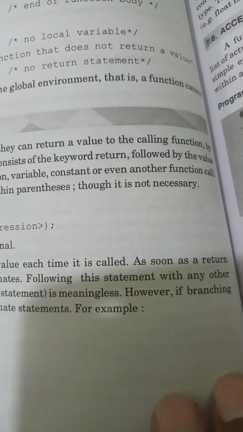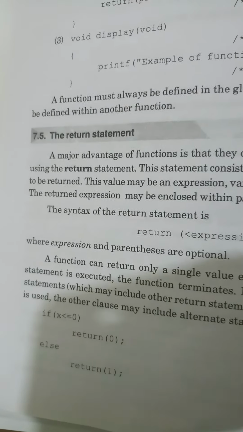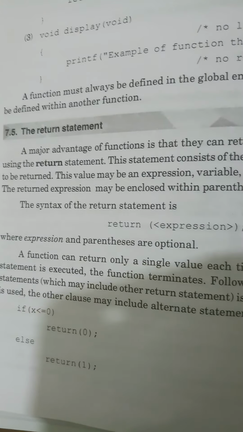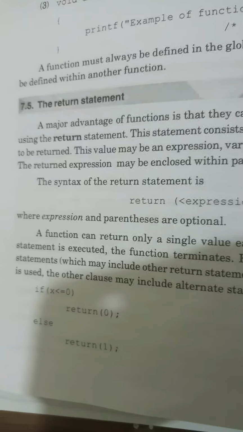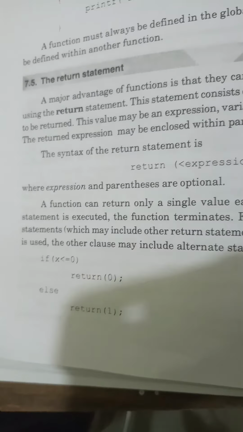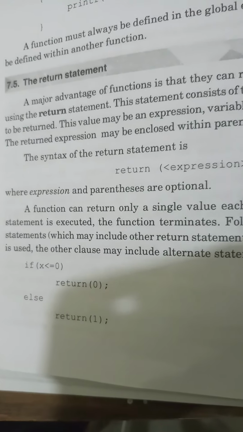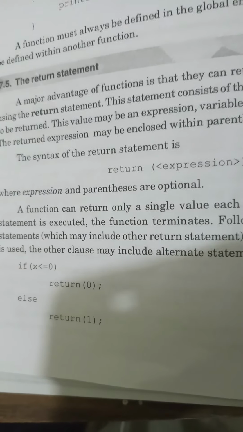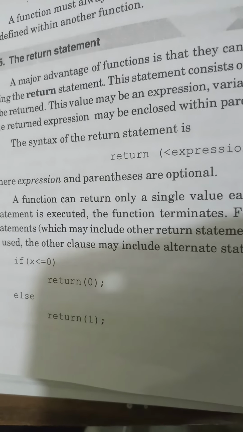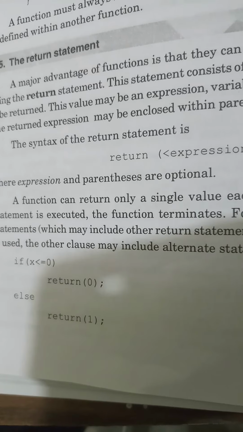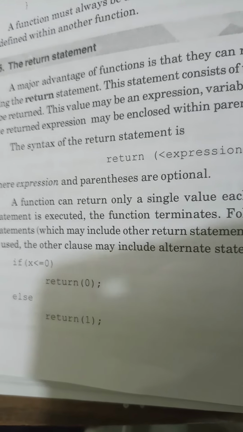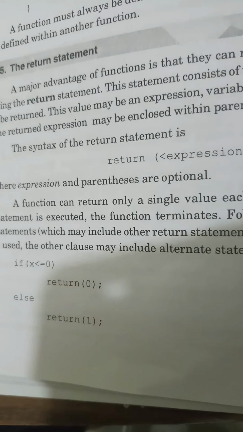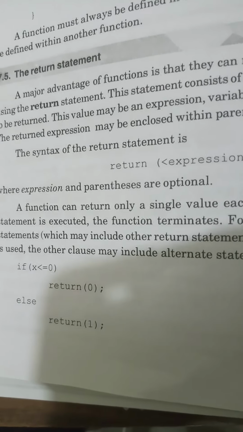However, if branching is used, the else clause may include an alternate statement. For example, if x is less than or equal to 0, return 0, else return 1. ठीक है, तो ये branching होगी.